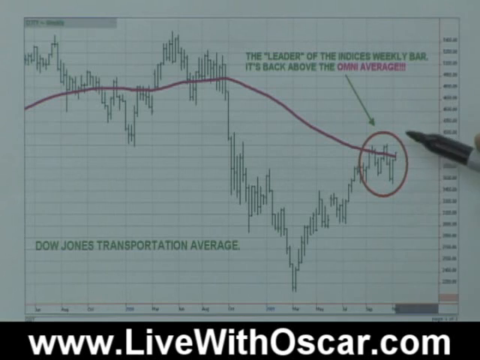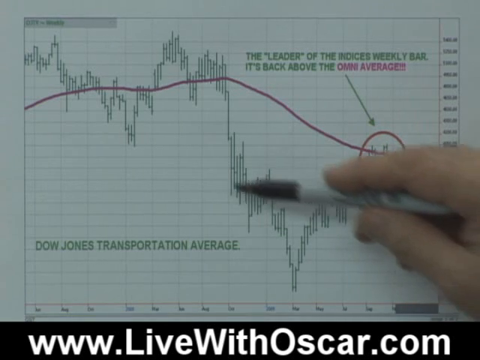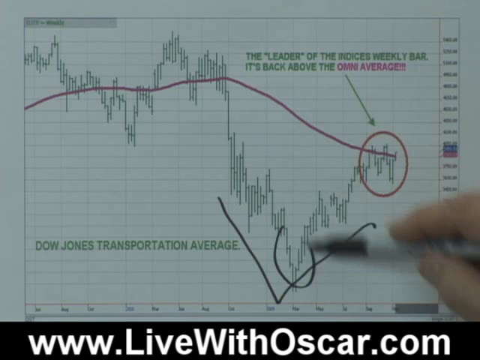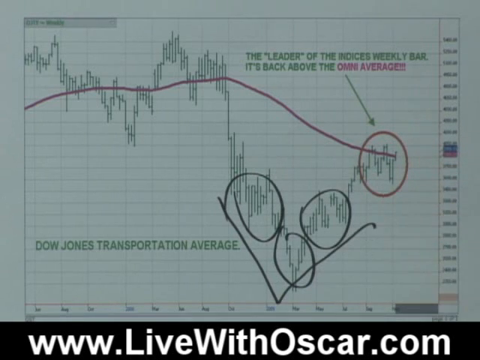As you can see on the weekly, it did fail a couple of times, then drop below the average, but has turned around since and is back above the average. Being that we have this V bottom and this inverted head and shoulders right here, I believe we will just flirt with the average a little longer and then begin to take off.